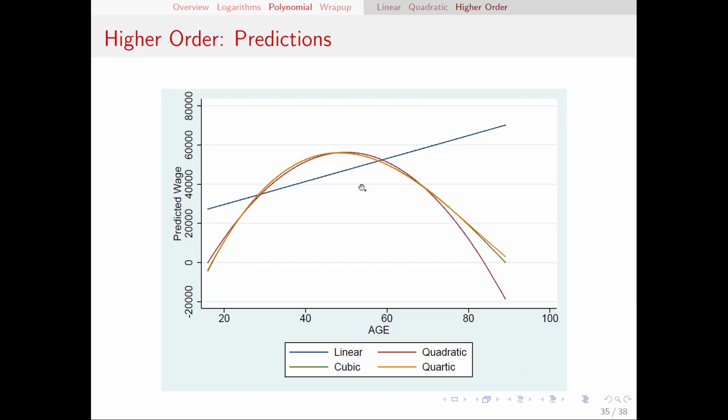Looking at how these appear on a graph, you can see the starkest differences between the linear and the quadratic. Going from this blue line to the red parabola, there's a huge gain in terms of fitting this data. These don't look anything like each other.